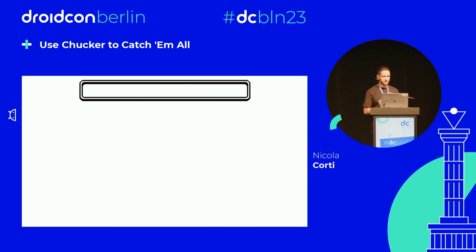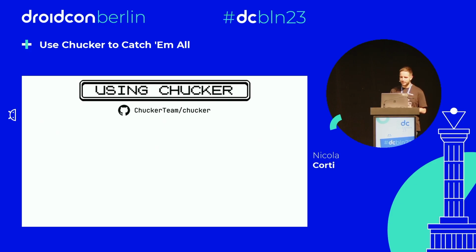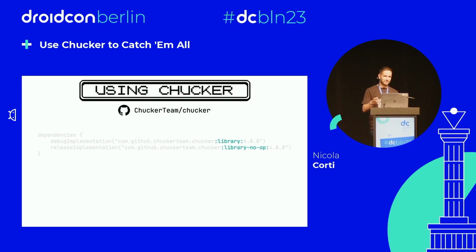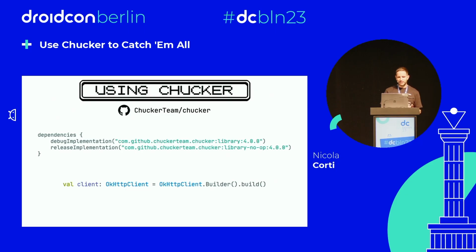How do you actually use Chucker? Chucker is open source. You can find it on GitHub at chuckerteam/Chucker. As with every library on Android, you will have to add a couple of dependencies. In this case, there are two. The first one is a debug implementation of the library, which is just called library. Then you will have a release implementation of the library, which is called library-no-op. This is quite important because you don't want to ship this debugger to your users. They should not be able to see that. That's why we provide this no-op variant of the library, which does nothing. It's just transparent.